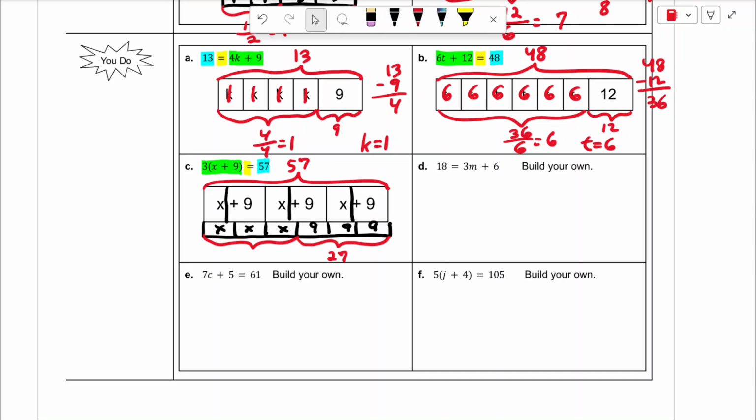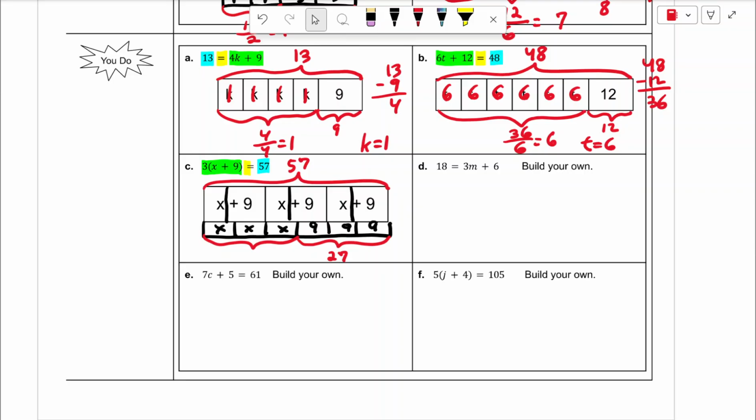All right, let's see how you did. Did you break up the main tape with the x and split it away from the +9, and reorganize it with all the x's together and the 9's on the end? If you did, that's going to be helpful. So you have 27 total 9's here.